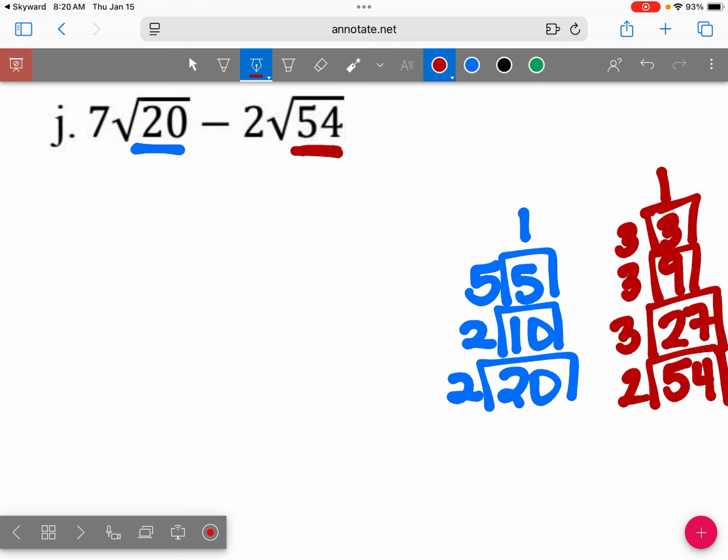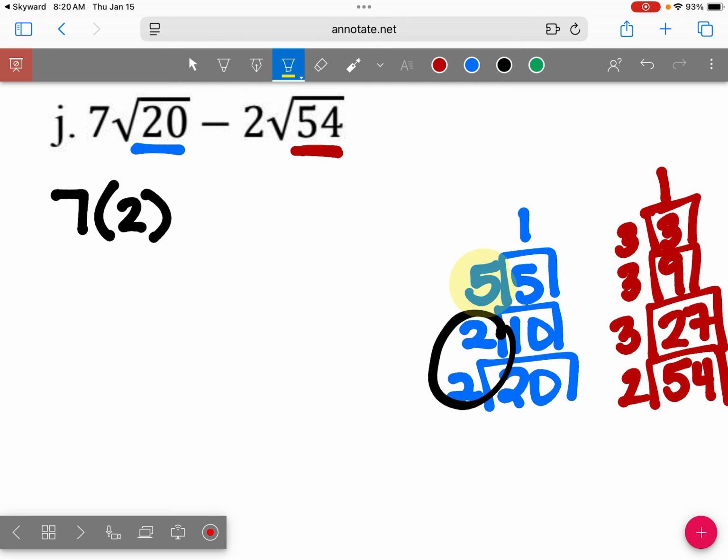So for letter J, J already had a 7. Do I have any twins that I can add to the 7? Twin 2's. So the 2 multiplies with the 7. So the 7 is already there. And I'm bringing out a set of twin 2's that's going to be with the 7. And this 5 has to stay. So that's going to make this 14 square root of 5.